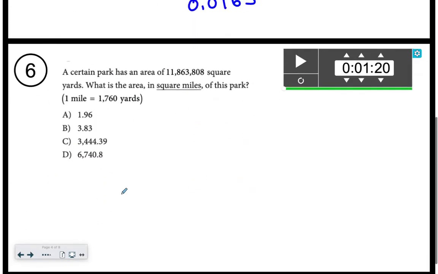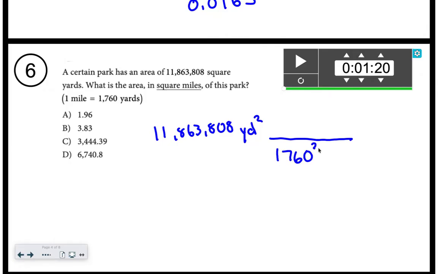All right, number 6, we got another one with square miles. So we got 11,863,808 square yards, and we want it in square miles. This one's a little more straightforward, but again, you got to be careful of the mistake that's typically made. So we have 1 mile is 1,760 yards, but we want square miles in square yards. So I'm going to put yards on the bottom so they cancel with this, really square yards. So that's 1760 squared, and that's how many square yards would be in 1 square mile.